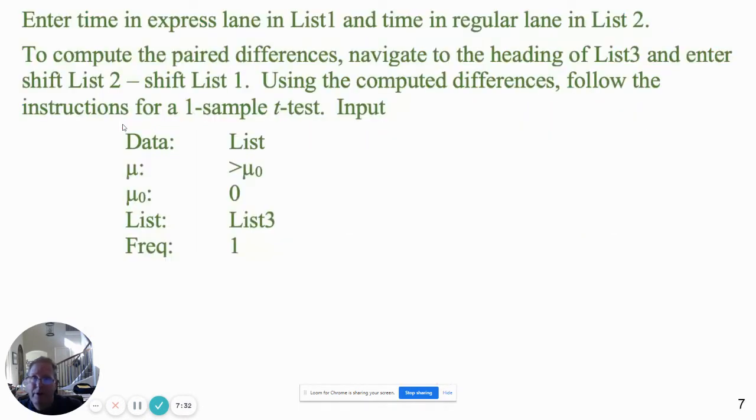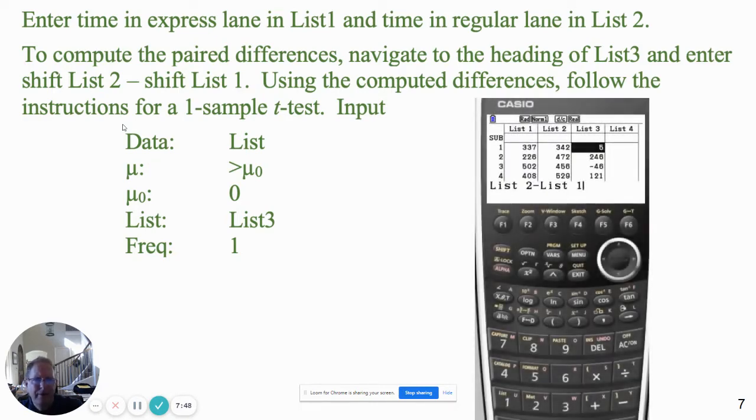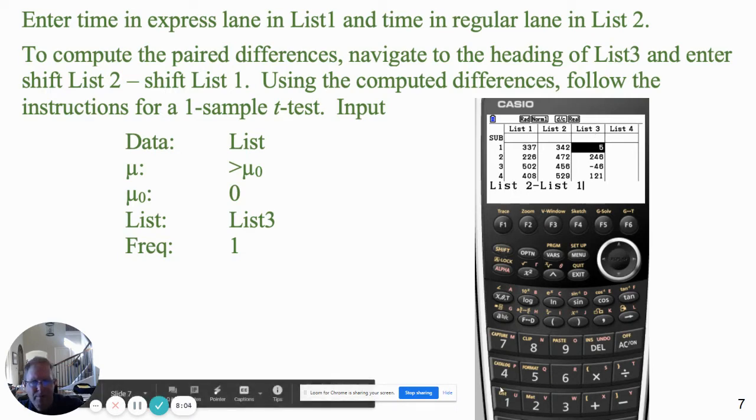Now we have to get our calculators out, and remember we have the express data in list 1 and the regular data in list 2. And we want to have our calculator compute the paired differences. So I want you on your calculator to navigate to the column heading of list 3. Navigate so that the black box is over the word list 3, and then enter shift, and then the number 1, and that'll give us the list, and then type 1. So we're typing in, then we type 2.